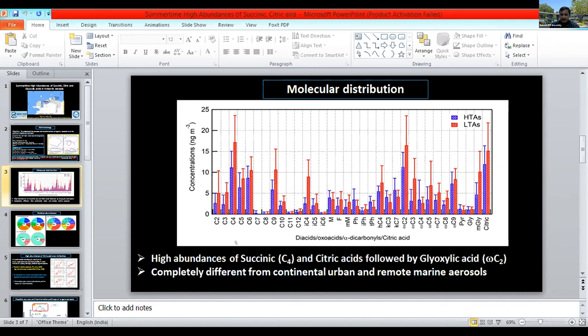Similarly, you can see here there is also a significant difference in the mass concentration of two air masses. You can see here the blue bar indicates the high altitude air masses, and the red bar indicates the low altitude air masses. There is a significant difference in the mass concentrations between the two air masses, which is clearly noticed during the study period.